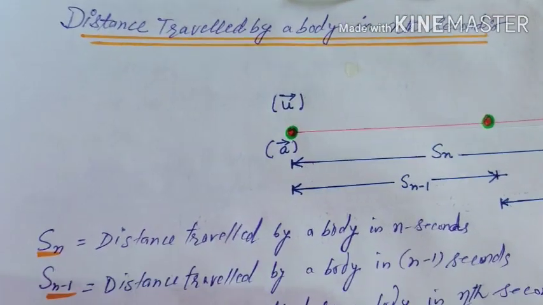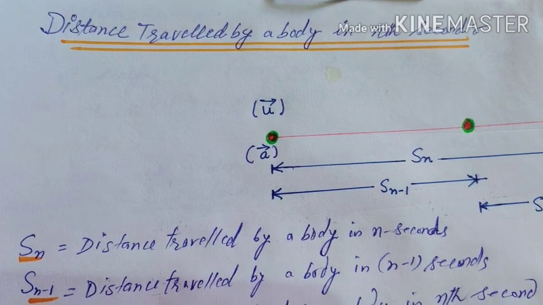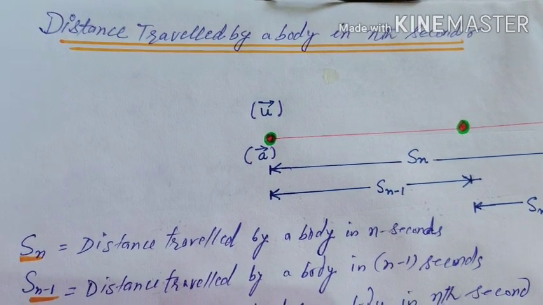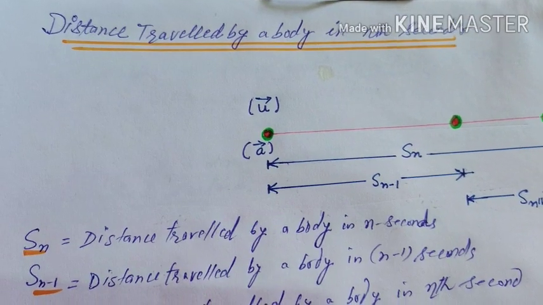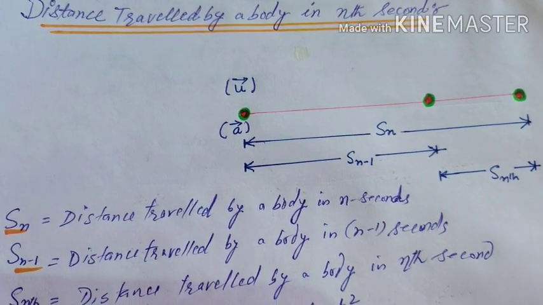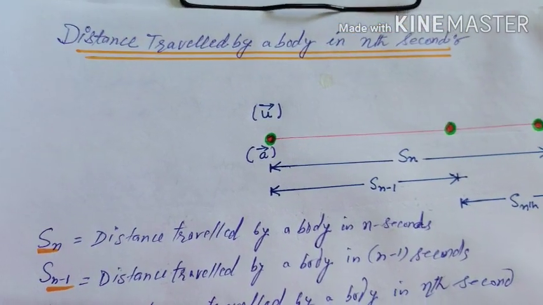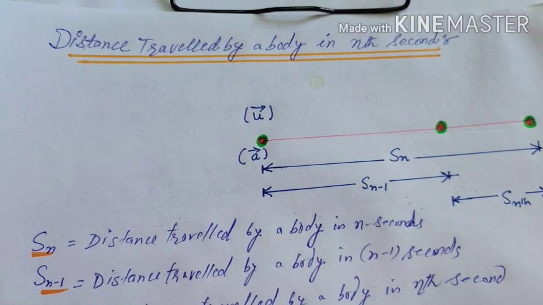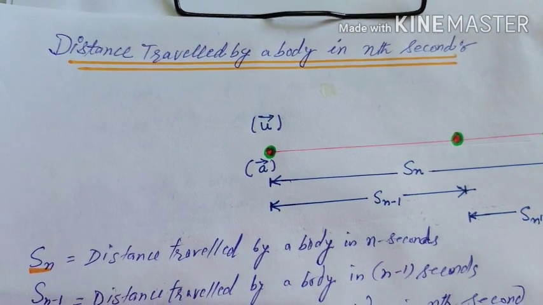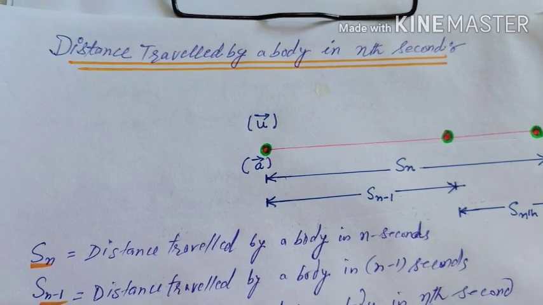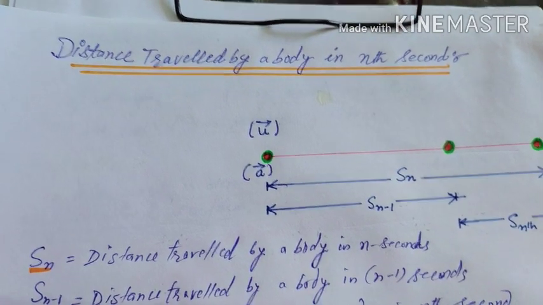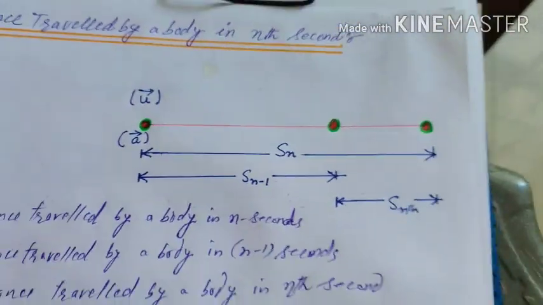So students, there is one very important formula that I am going to derive today, and I hope that you will remember the formula and you can easily apply this formula to the numericals. So the formula is for distance traveled by a body in nth second. To understand this problem, first of all, just concentrate on this diagram that I have shown here.